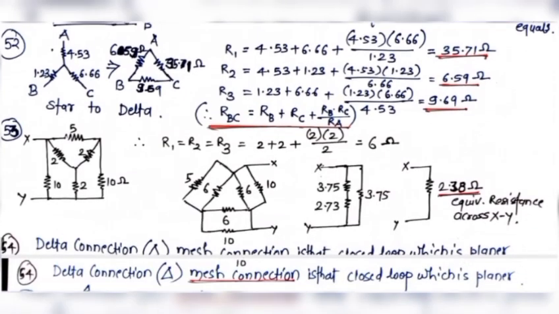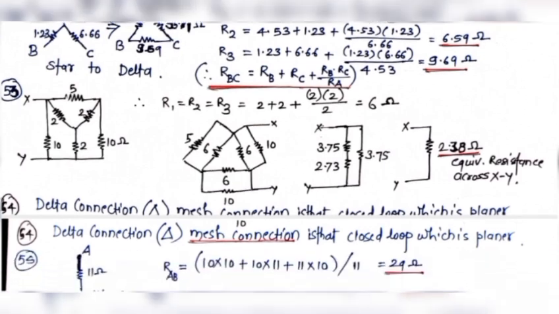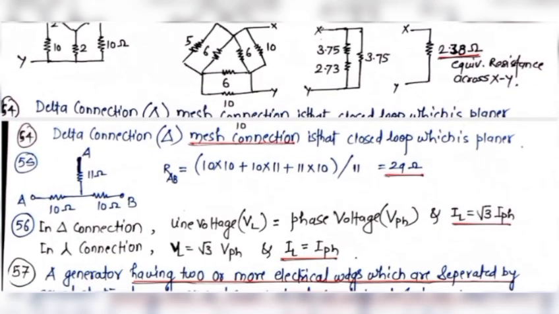For the conversion of star to delta, the resistance between B and C is equal to resistance of B plus resistance of C plus resistance of B into resistance of C upon resistance of A. This is the circuit analysis for star and delta. So the equivalent resistance across X and Y is 2.38 ohm.